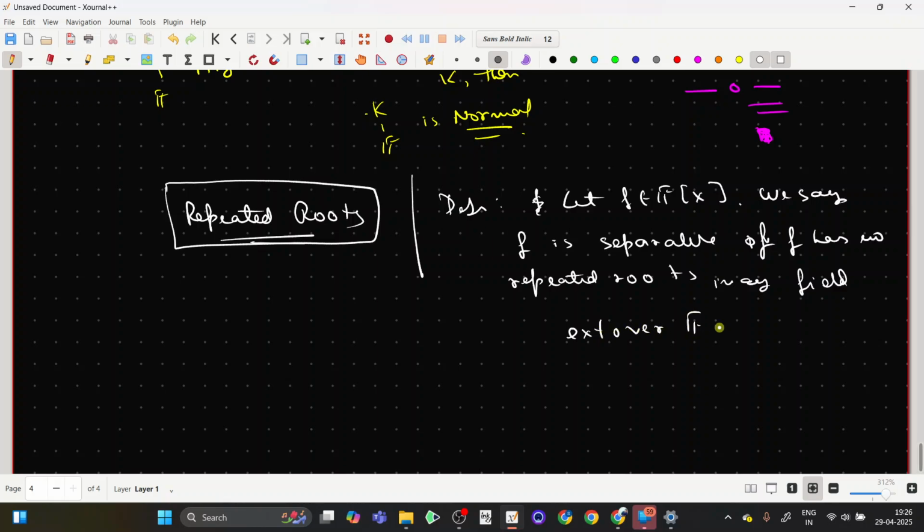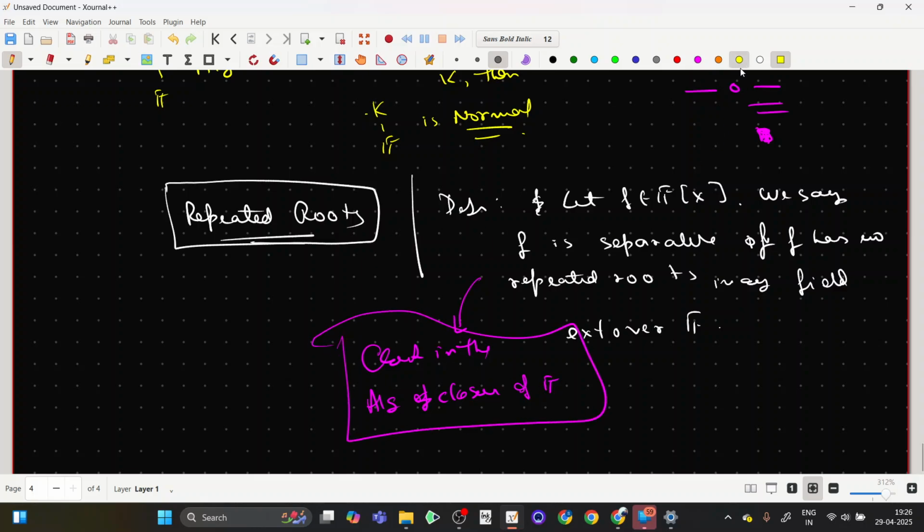And the best way to check whether it has any repeated root in any field extension is to just check in the algebraic closure of F, because we are sure that over the algebraic closure it will completely split into linear factors, and that is the best place where we can check for the existence of repeated roots or not. So check in the algebraic closure of F.